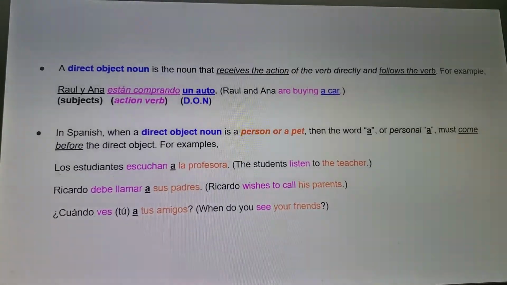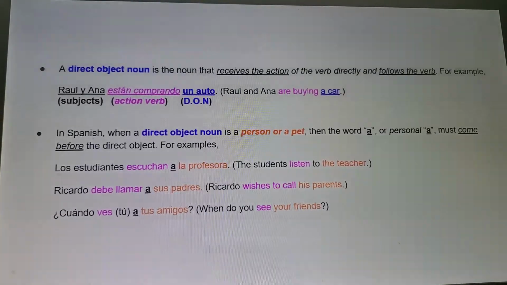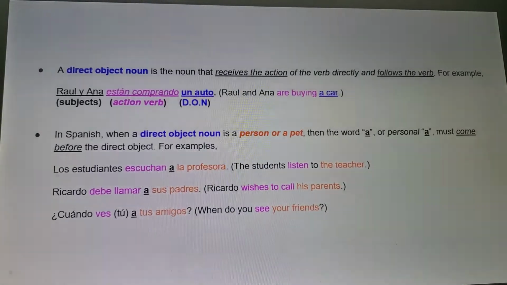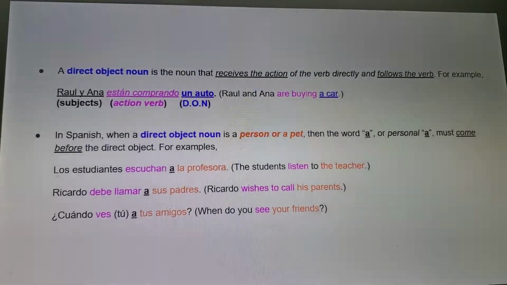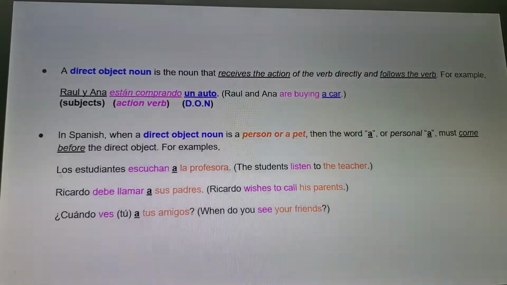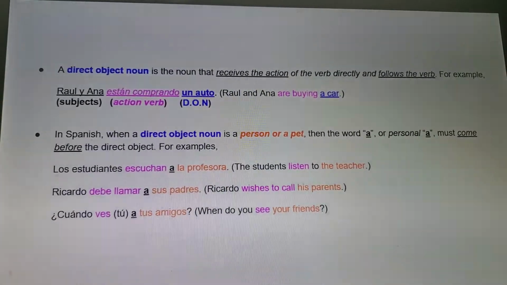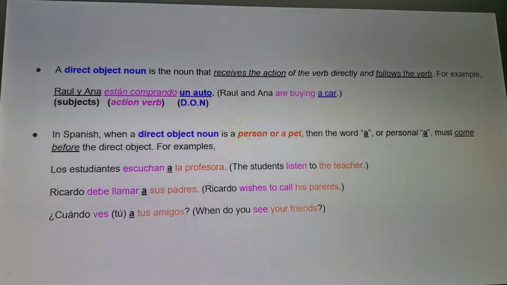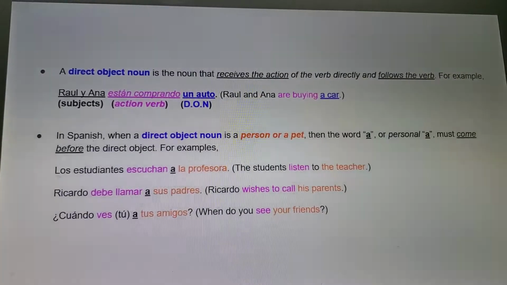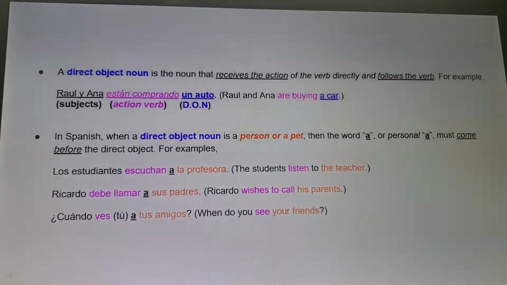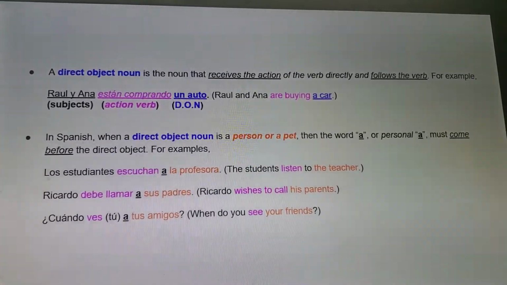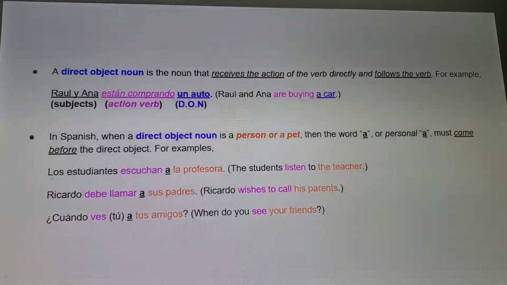So here are two more examples. Ricardo debe llamar a sus padres. Ricardo should call his parents. ¿Cuándo ves tú a tus amigos? When do you see your friends? So here again, tus amigos are people, so the personal a must be placed in between the action verb ves and tus amigos.